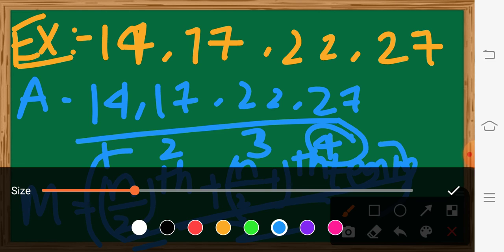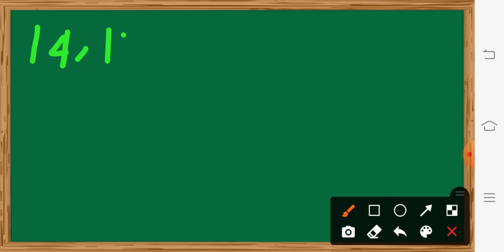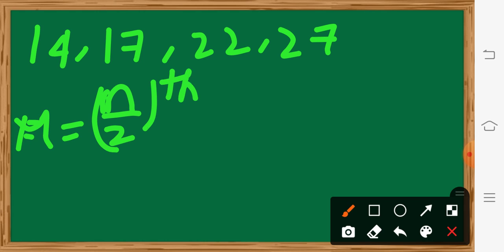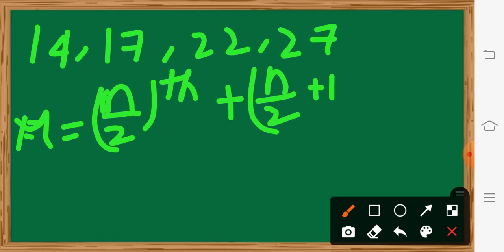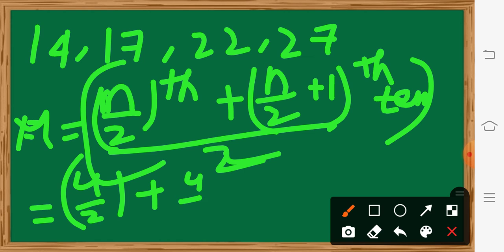The numbers are 14, 17, 22, 27. The formula is the n by 2 th term plus the (n by 2 plus 1) th term, by 2. n means 4, so 4 by 2 th term plus 4 by 2 plus 1 th term, by 2.